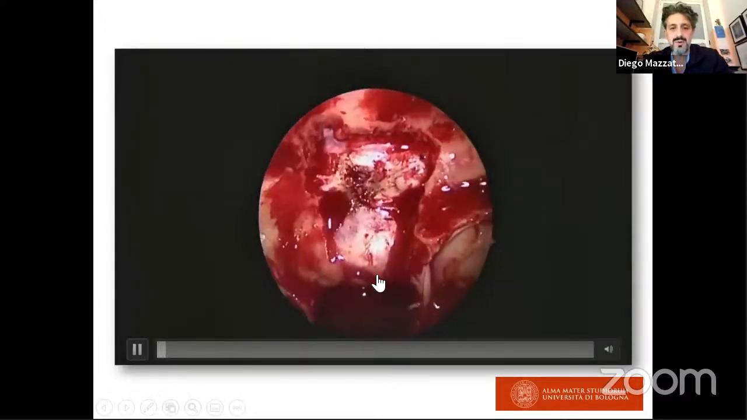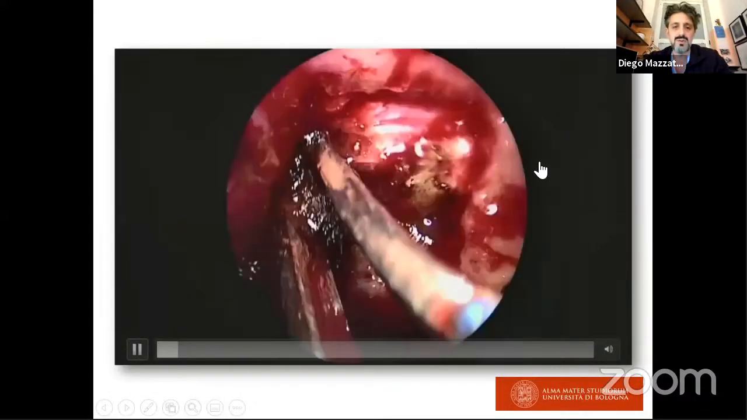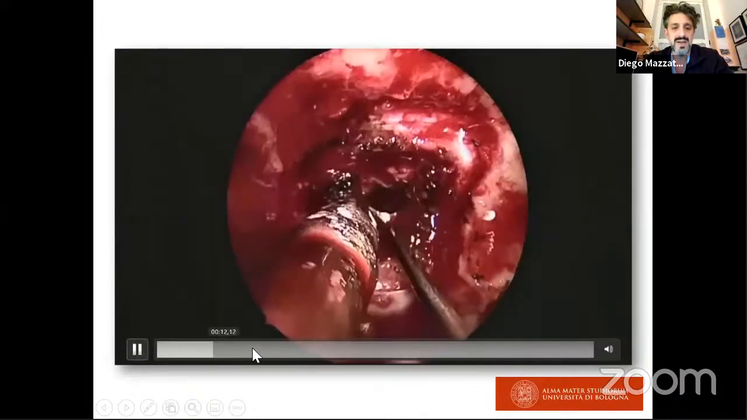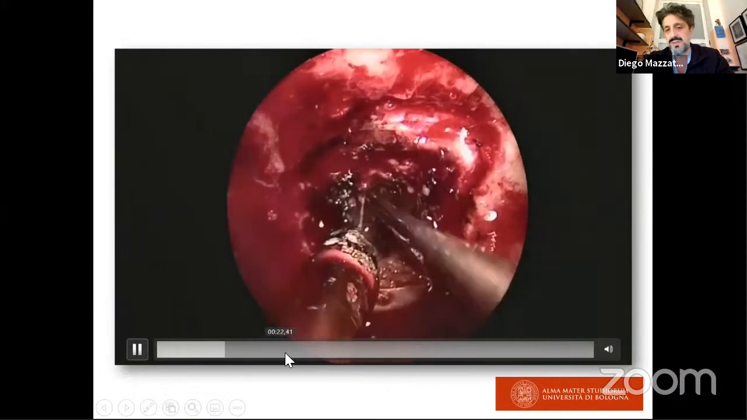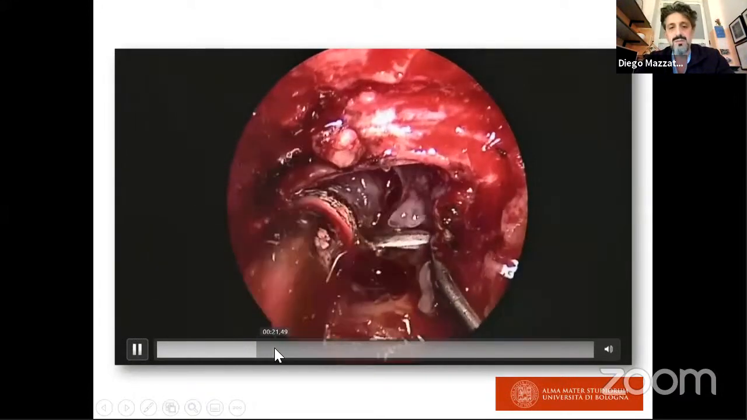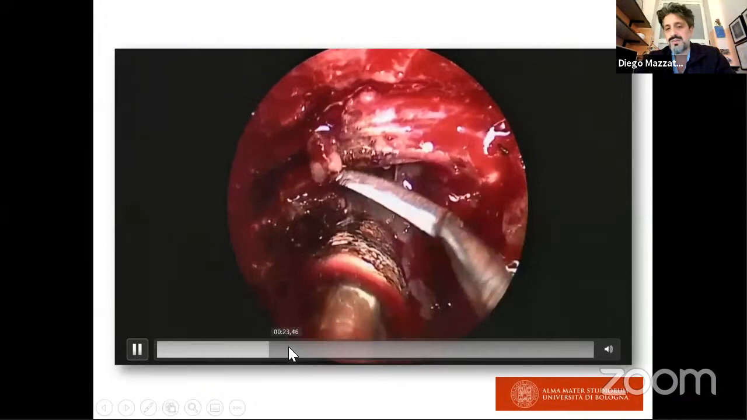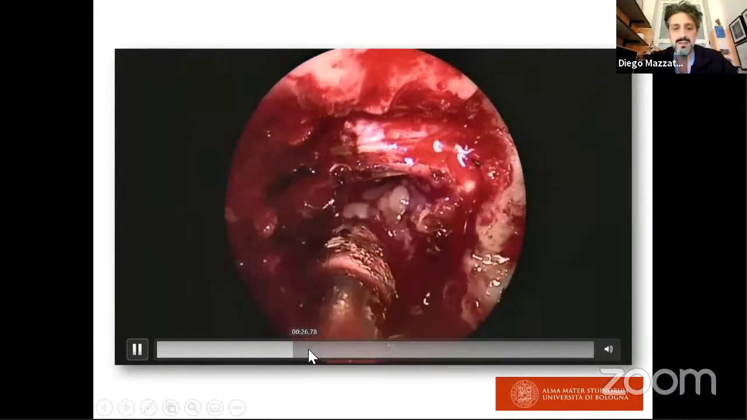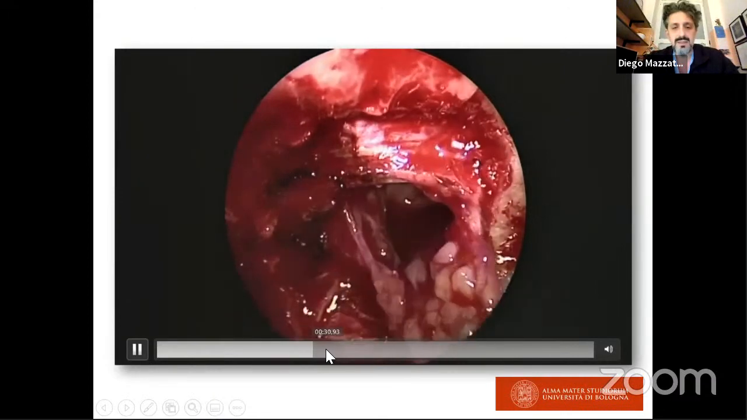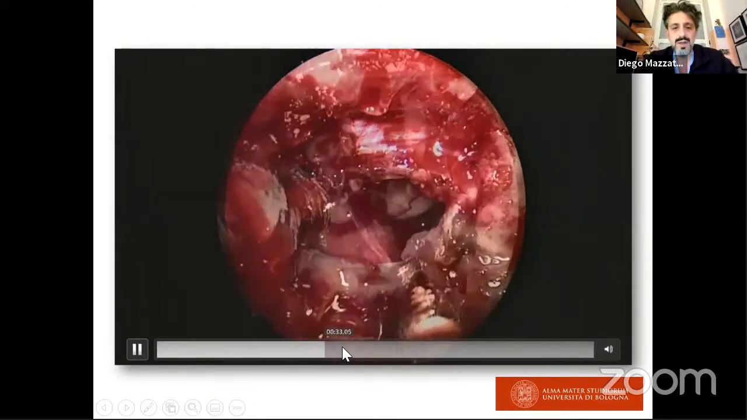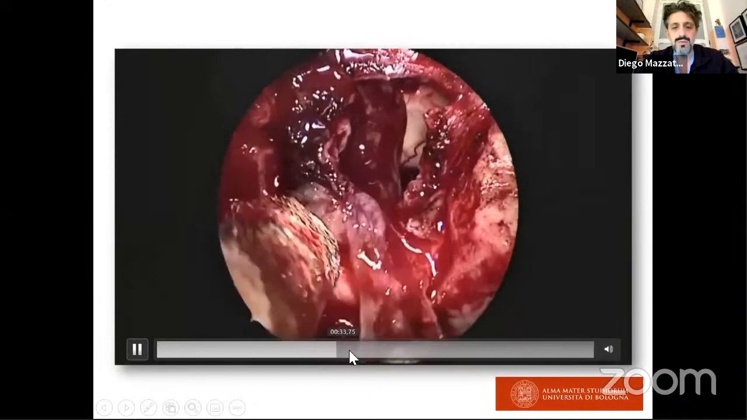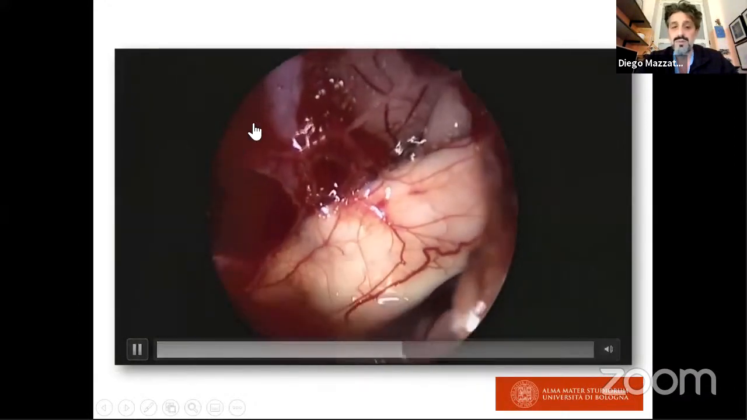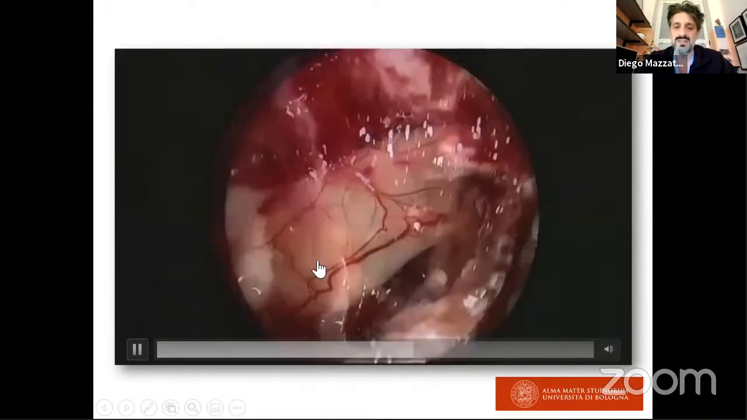Same approach: sellar region, tuberculum, boundaries of the optic pathway, opening the dura mater. This is the meningioma of the tuberculum sellae. You can remove the tumor as you prefer. You can also use the cavitron or the curette for central debulking of the tumor, and when the tumor is removed, you can dissect the dome of the tumor from the neurovascular structures.